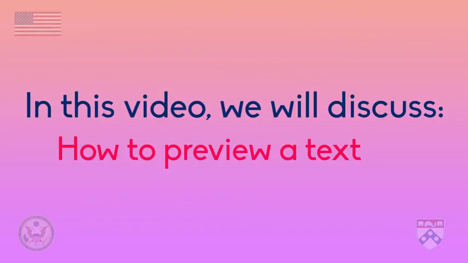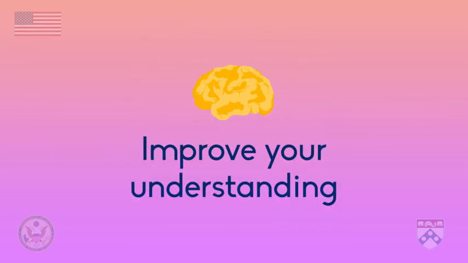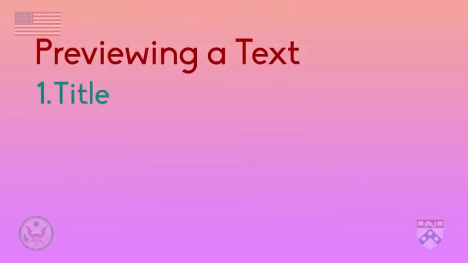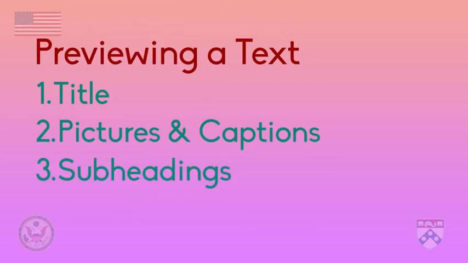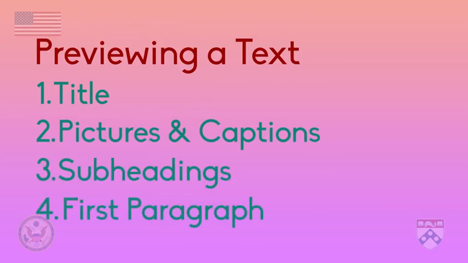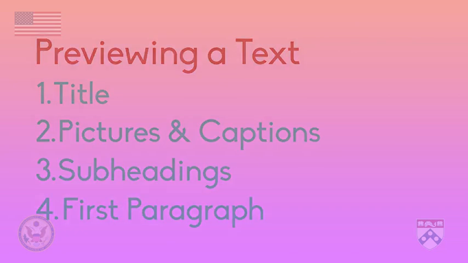With this important skill, you'll be able to quickly learn what a text is about and improve your understanding. Previewing is a really great way to prepare yourself to learn something new. We'll preview a text in 4 steps: looking at the title, the pictures and captions, subheadings, and the first paragraph. Let's get started. The first thing we look at is the title.